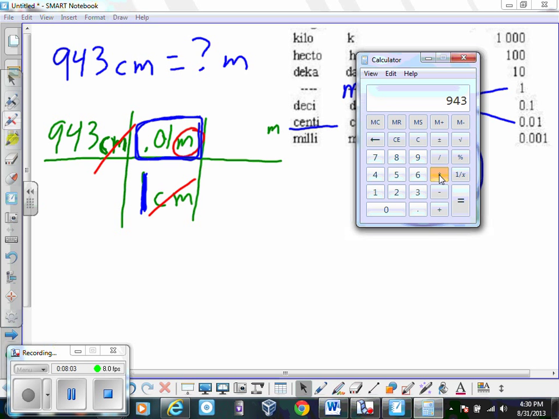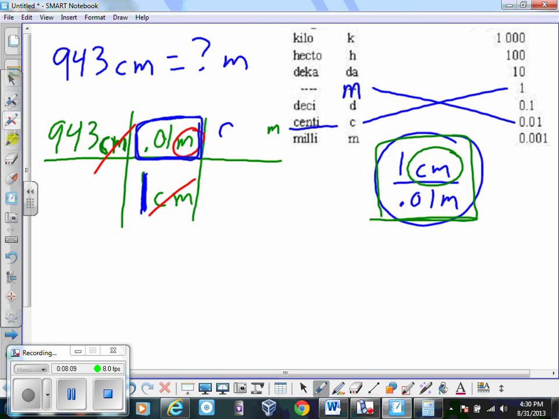So 943 times 0.01, and we get an answer of 9.43 meters. Okay, there's a couple examples for you. Hopefully that helps out. I'm going to give a couple examples of two-step problems next.